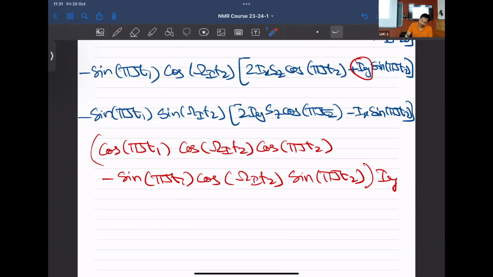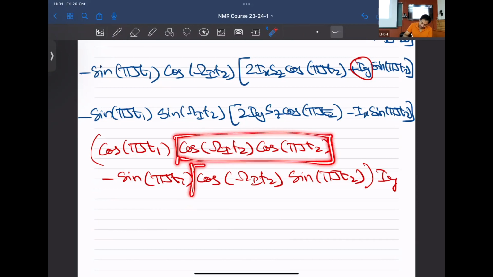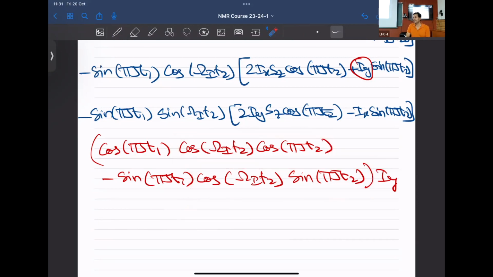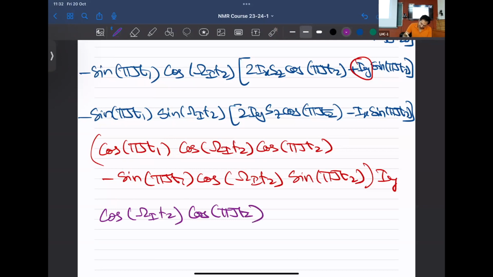The basic thing that happens here is that, remember cos-cos and cos-sine, how are they going to give you signals? Cos-cos is going to give you an in-phase doublet. A cos-sine is going to give you an anti-phase doublet. Is that right? So what is going to end up happening here is that they will destructively interfere. What do I mean by this? So cos omega I t2 cos pi J t2. These are the two you got. So this is going to give you, let's take the other one also, an in-phase doublet.